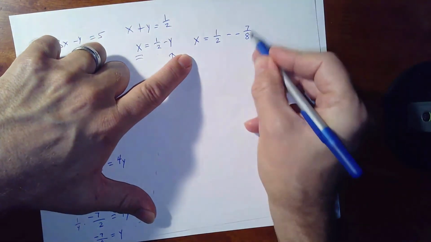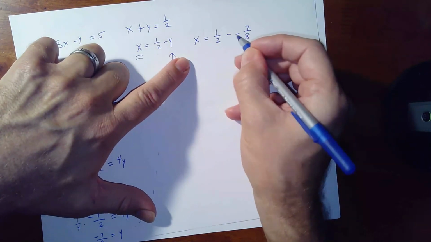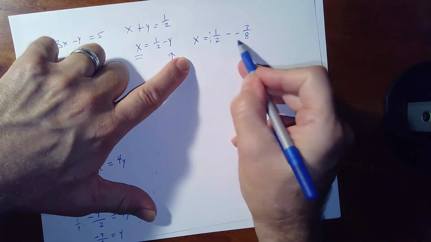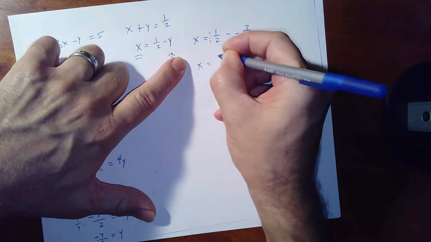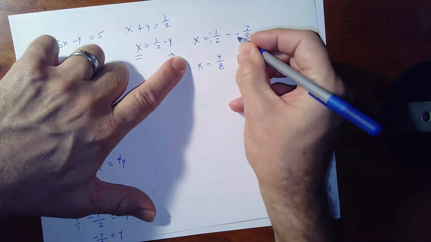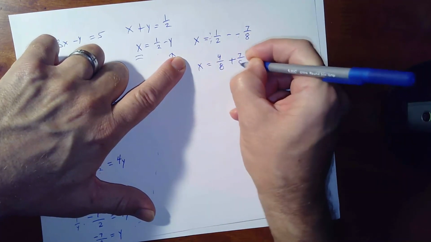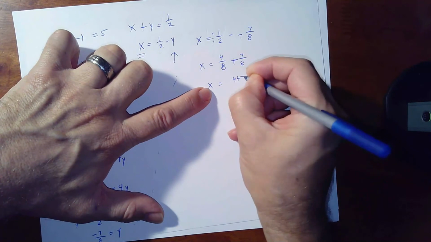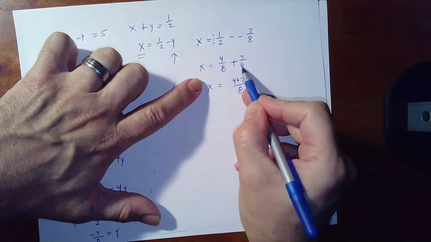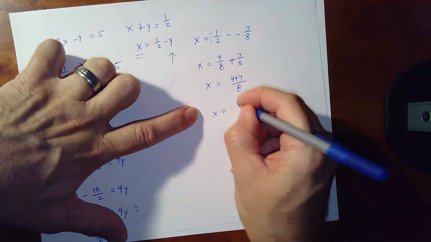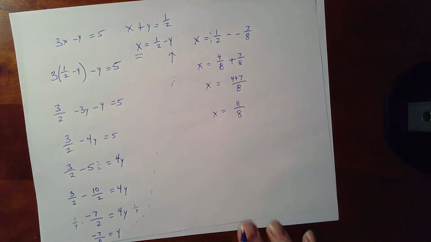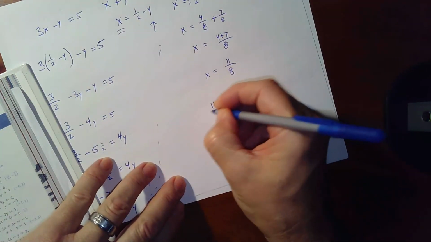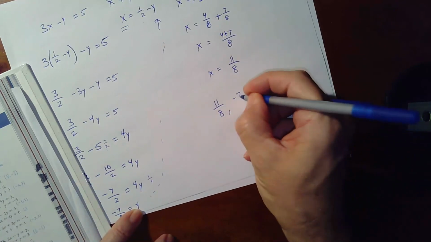Now we need to get this also into like terms to actually be able to do this. This is going to become plus, but these are 8s, so I need to multiply this by 4 over 4 to get this in fractional terms. So x equals 4/8 minus minus, which means plus 7/8. We can combine this to be 4 plus 7 divided by 8 because they have the same denominator, which equals 11/8. Hopefully that was our answer. x equals 11/8 and y equals negative 7/8.